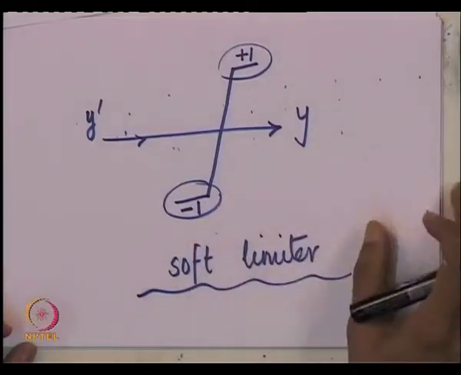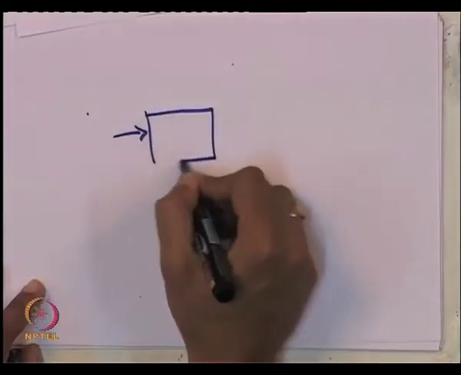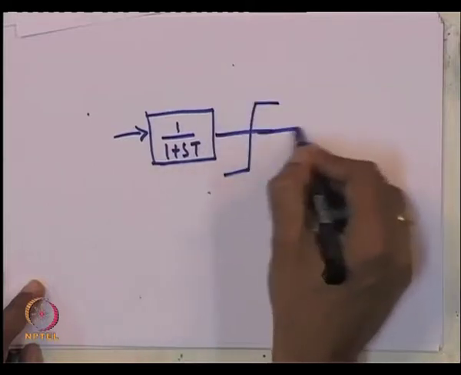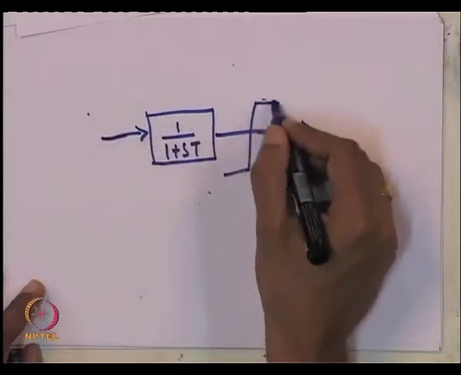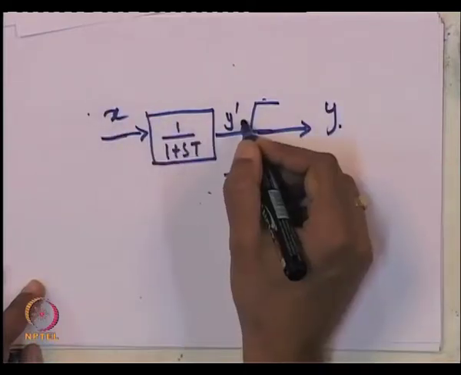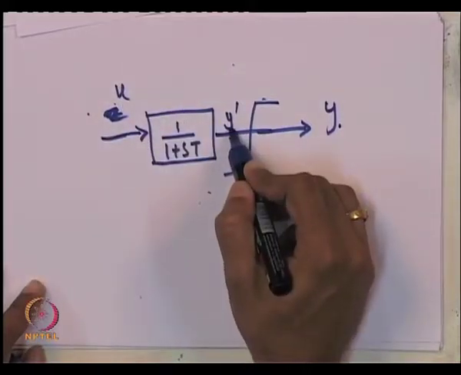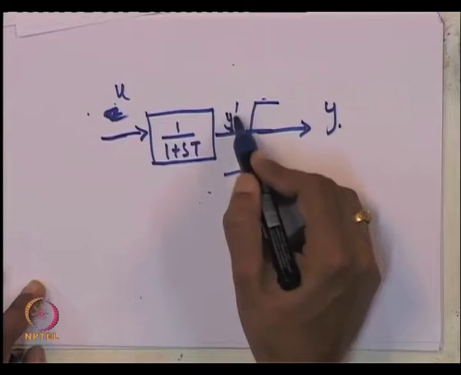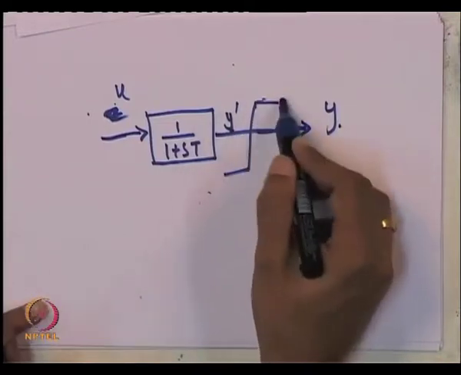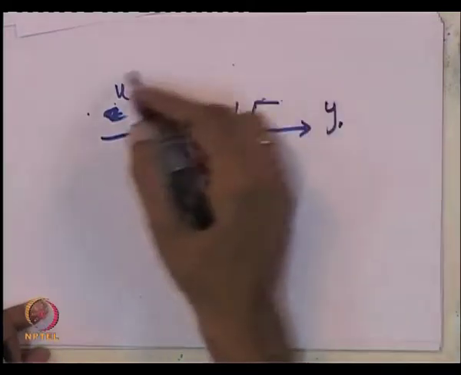It simply clips the output. So, if you find you have got something like this, this is simply clipping the output which appears here. But remember, it does not affect the output y dash. Okay. So, it allows y dash to get any value you want, but it clips the value of y dash in order to get y. Okay. So, this is a soft limiter.